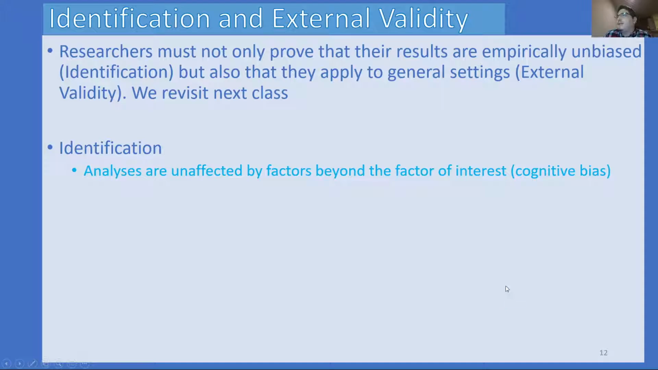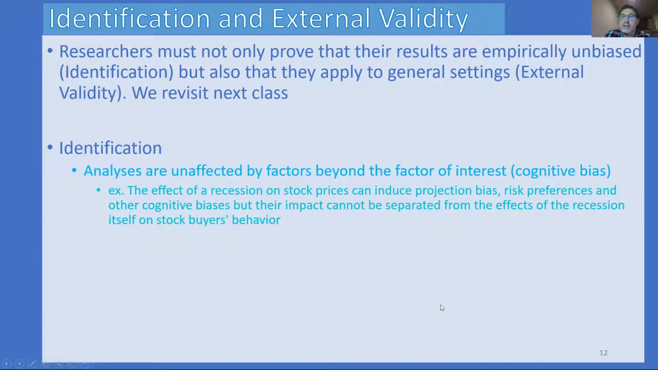So identification, right, it shows that analyses are unaffected by factors beyond the factor of interest. In the behavioral economics case, studying some cognitive bias, which are those deviations from rational behavior I presented a little bit ago. An example here, the effect of a recession on stock prices. It can induce projection bias, risk preferences, and other cognitive biases. But you can't separate these impacts from the impact of the recession itself on stock buyers' behavior, because it's just going to naturally depress people and make them less willing to buy stocks. So maybe they're not avoiding buying stocks due to these other factors, projection bias, risk preferences, etc.